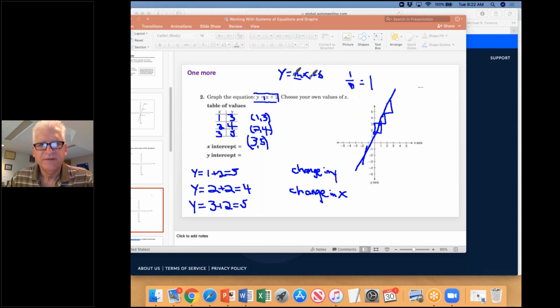Now, if this equation was y equals 2x plus 2, your slope is 2. So you'd go up 2 over 1, up 2 over 1, up 2 over 1, like that. Make sense?